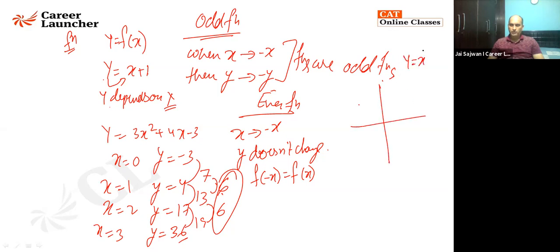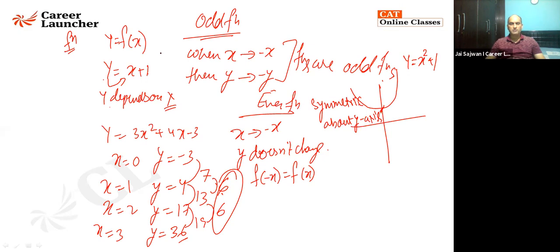y is equal to x square plus 1. I'll say it is symmetrical about the y axis. The even function is symmetric about the y axis. Whatever comes on the left side of the y axis will come the same on the right side.